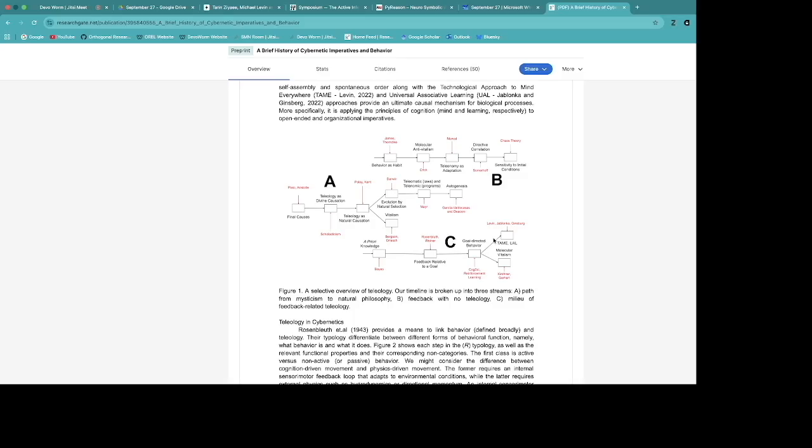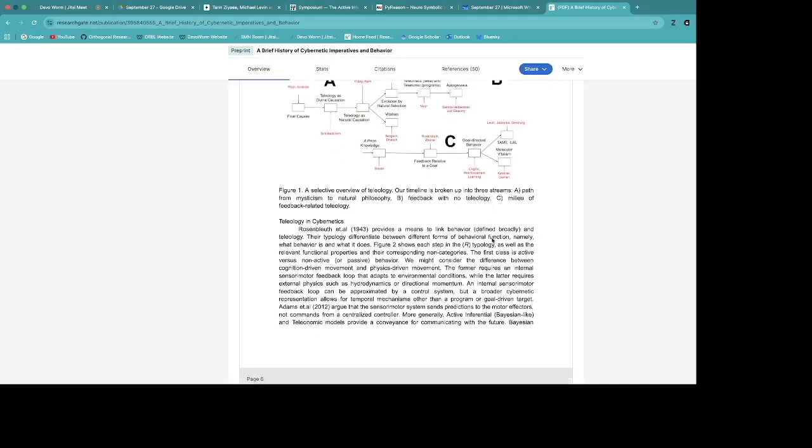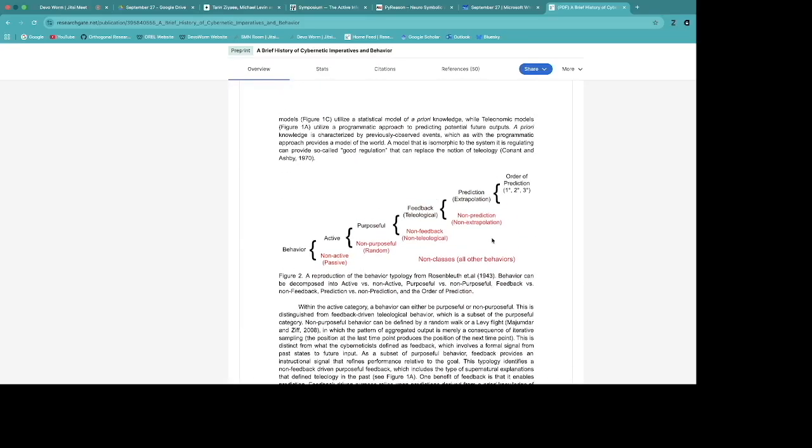It goes through a lot of different milestones and different pieces of work that lay out some of this intellectual terrain. Then, of course, we have the behavioral classifications, behavioral typologies that come from Rosenblueth 1943. So this is a reproduction of that behavioral typology.